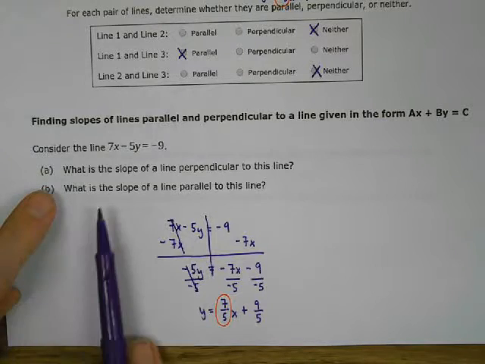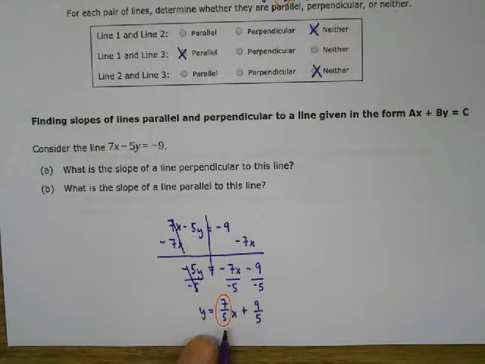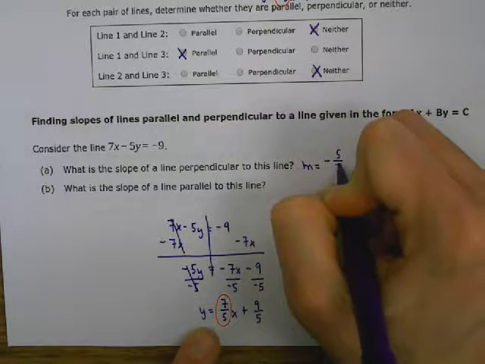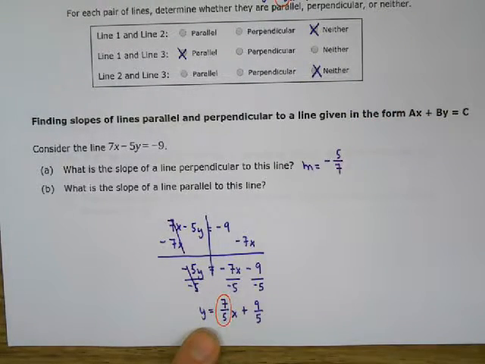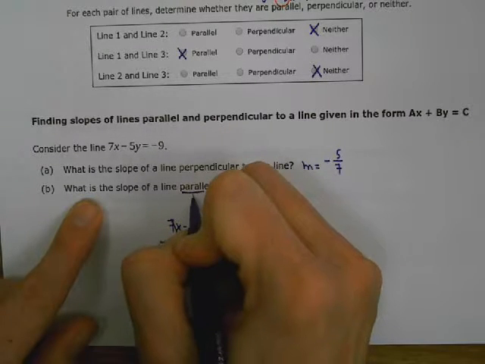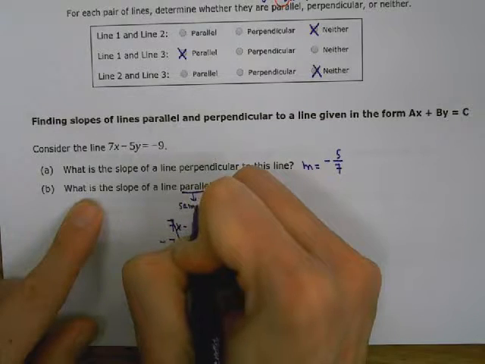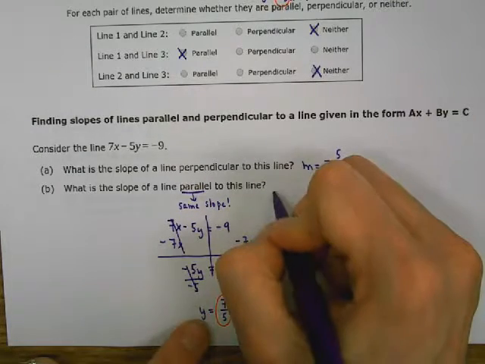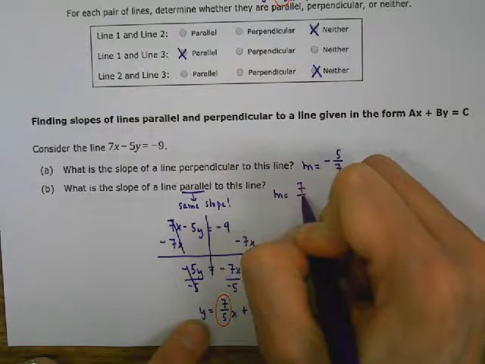So now, if I wanted to know the slope of a line perpendicular to this line, I have to take the opposite reciprocal of this slope. So the slope of my new line would be -5/7. On the other hand, if I want a slope of a line parallel to this line, I know parallel means the same slope. So the slope of my new line would also have a slope of 7/5.